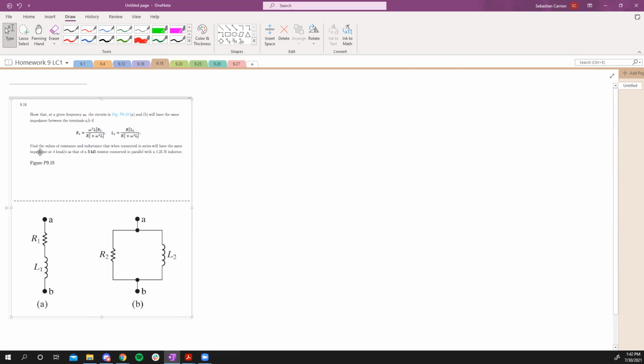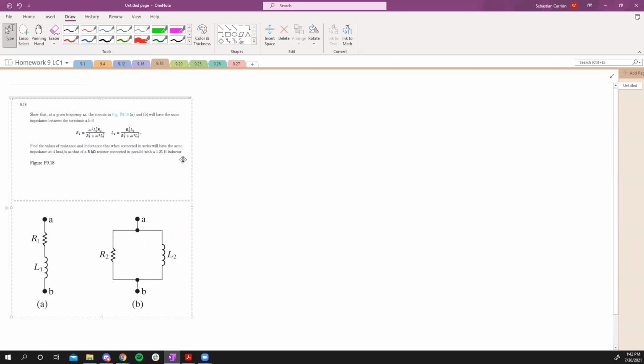It also says find the values of resistance and inductance that, when connected in series, will have the same impedance at 4,000 radians per second as that of a 5,000 ohm resistor connected in parallel with a 1.25 Henry inductor.